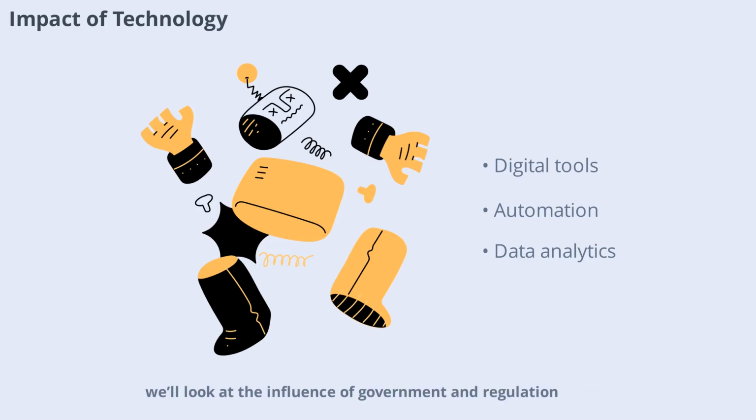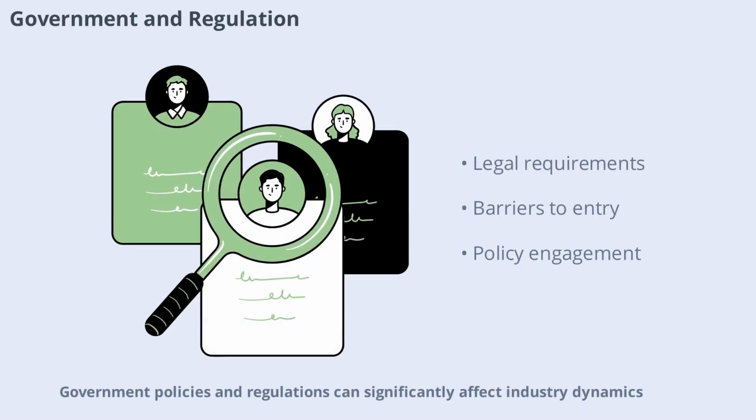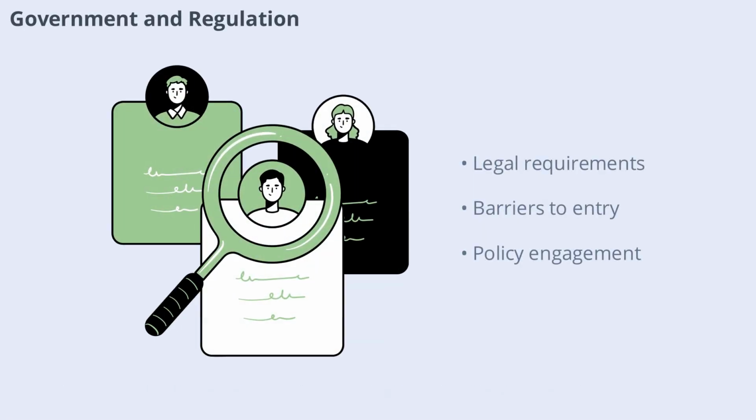Next, we'll look at the influence of government and regulation. Government policies and regulations can significantly affect industry dynamics. Regulations may create barriers to entry, influence pricing, or impact product standards. Companies must stay informed about legal requirements and adapt their strategies accordingly. Proactive compliance and engagement with policymakers can help businesses navigate regulatory challenges.